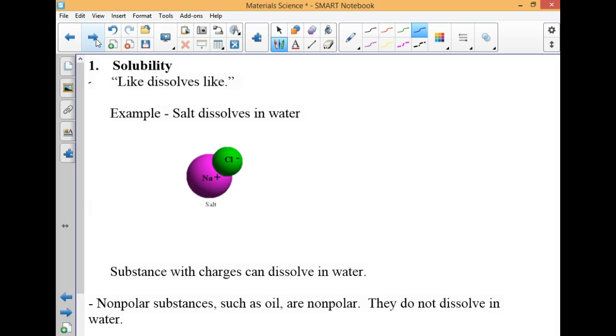One of the reasons why we are so interested in polarity is because of solubility. There is a rule that says like dissolves like. Water is a polar substance. Salt is an ionic compound. Salt has a fully positive charged sodium ion and a negatively charged chloride ion.